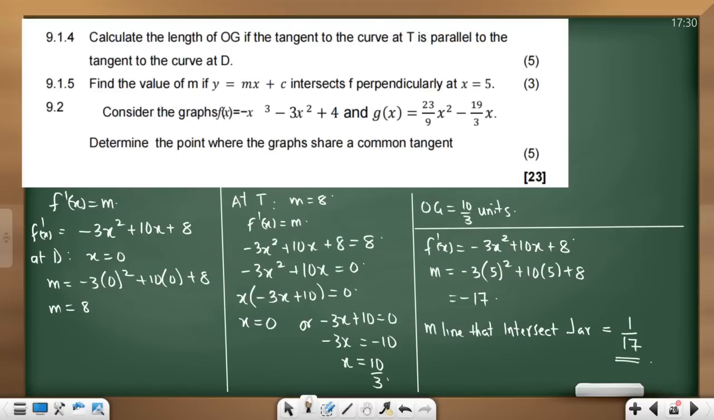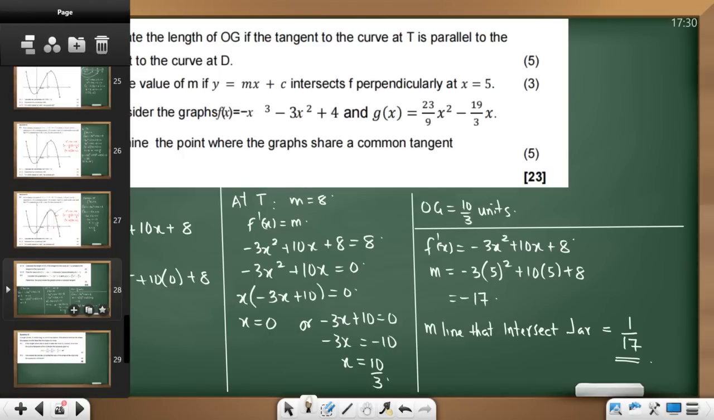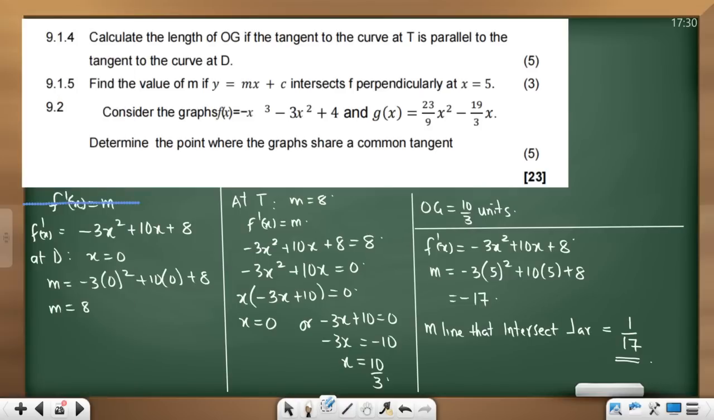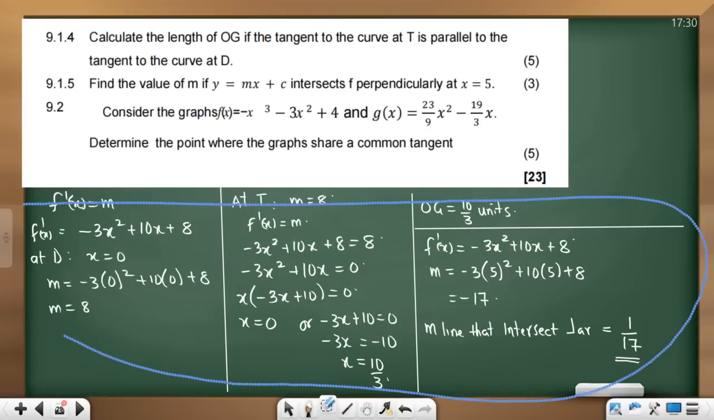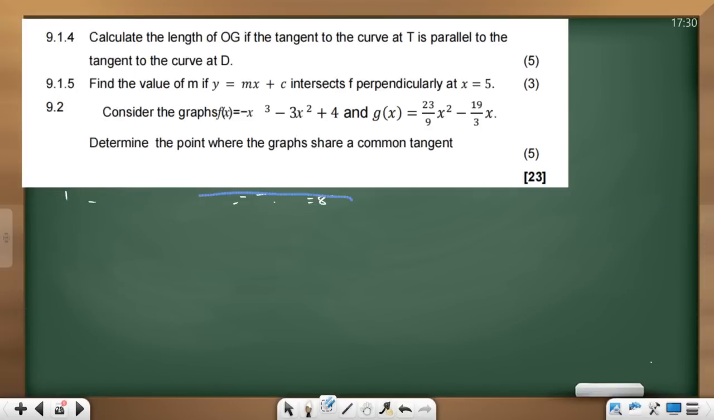Remember, both lines are perpendicular. The product of their gradients would be equal to negative what? 1. Okay, 9.2. Let's have 9.2 alone on this page. Looks like a freestanding question.